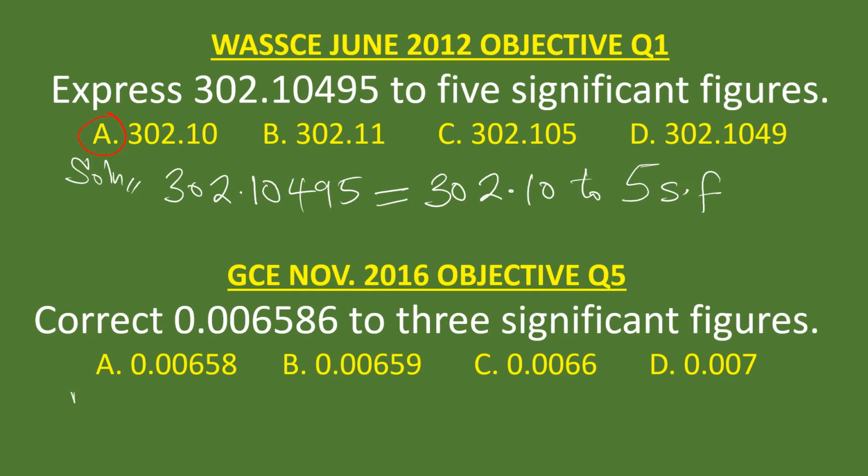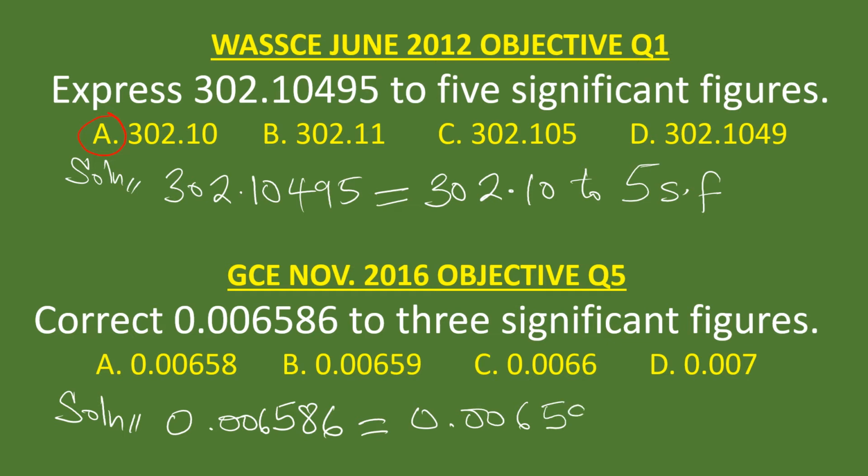This is our solution. All these things are easy, okay? 0.006586 to three significant figures is going to be 0.00659 to three significant figures. Do we have that in the options? Yes. Option B is the answer. Let me explain to you.